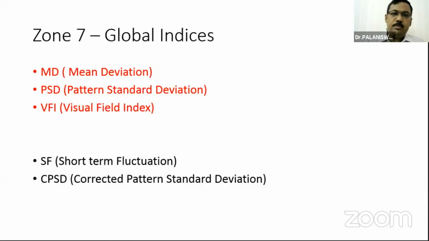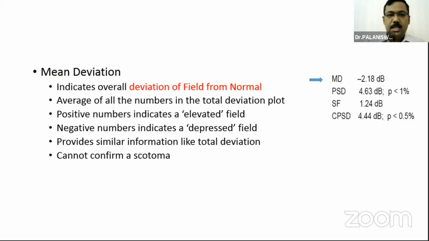Next comes the global indices. We have the mean deviation, pattern standard deviation, and the visual field index. In case we do a full threshold, we also have the short-term fluctuation and the corrected pattern standard deviation. So mean deviation indicates the overall deviation of the field from normal. It can either be an elevated field or a depressed field. Elevated fields at times can also be because of a trigger happy patient. What this does is all the patient's values are added up and divided by the number of points. The same thing is done for the normal database and it is compared. The difference gives us the mean deviation.